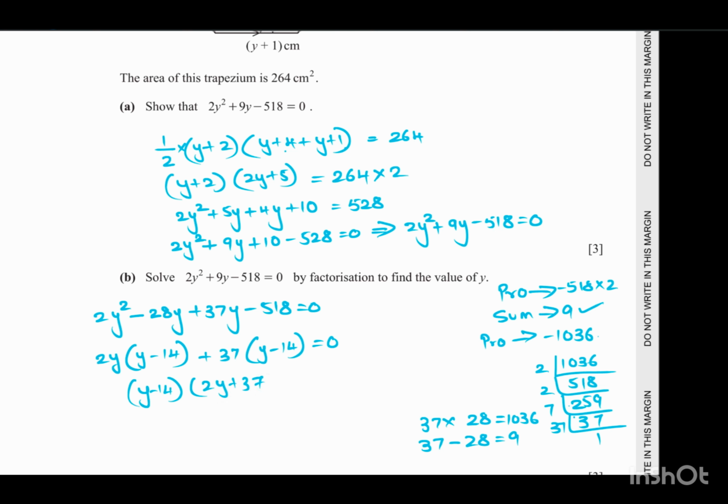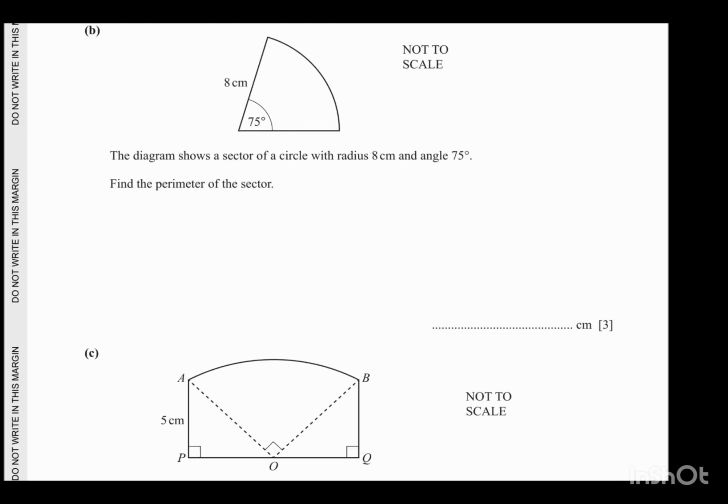This is the factorization. Now for the value of y, we cannot take 2y plus 37 because I get negative 37 by 2 as y value. But if I take y minus 14, I will get y value as 14. So this can be taken into consideration because a negative value cannot be taken.